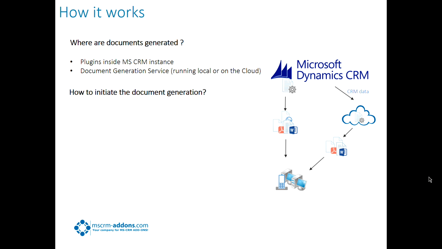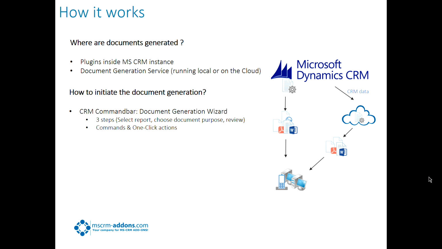Initiating the document generation is really simple and easy. It's done through our CRM command bar, which is the document generation wizard. It's basically a three-step process where you select the template or the report. You choose the document purpose, such as, do I want a PDF, do I want to send this as an email, etc. And then you have the ability to review it.